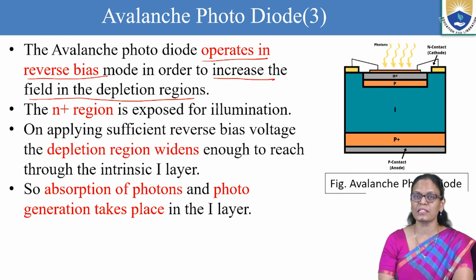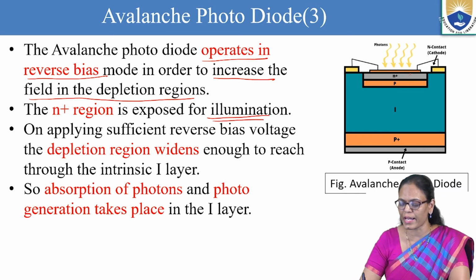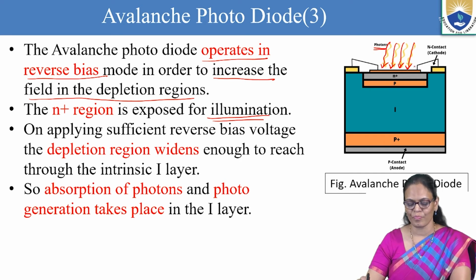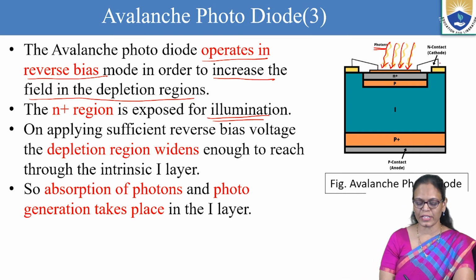So the N plus region is now exposed for illumination. You see here, this is the N plus region, and you see the light is incident. This region is exposed to light, which means photons will be incident on this region. And after the photons are incident, we connect it in reverse bias.